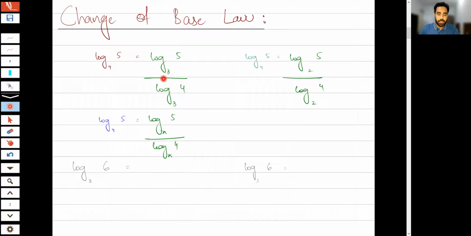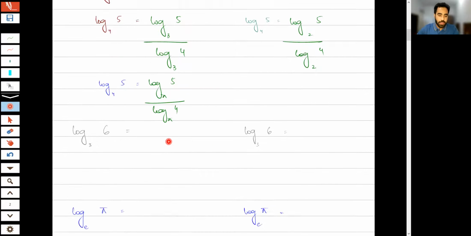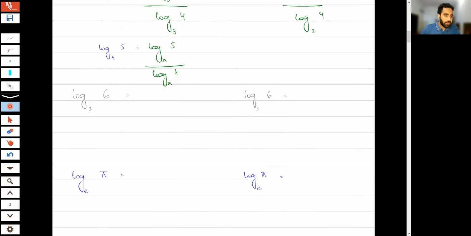एक चीज बस आपको याद रखनी है, whichever base you introduce, you have to keep your bases same. This is base 3, this has to be base 3, and this is base 2, this has to be base 2, this is base pi, this has to be base pi as well. So yeah, we have some other examples as well.